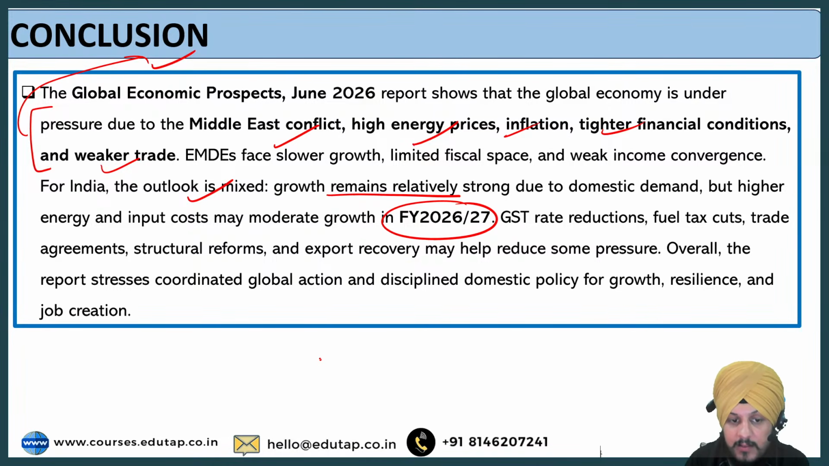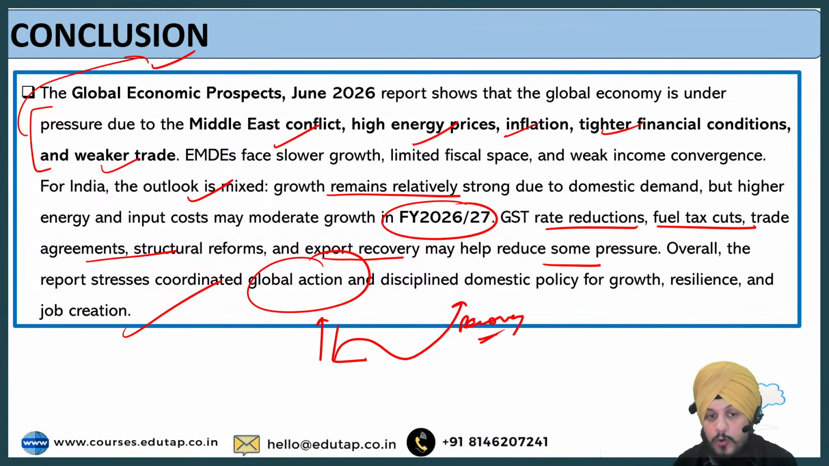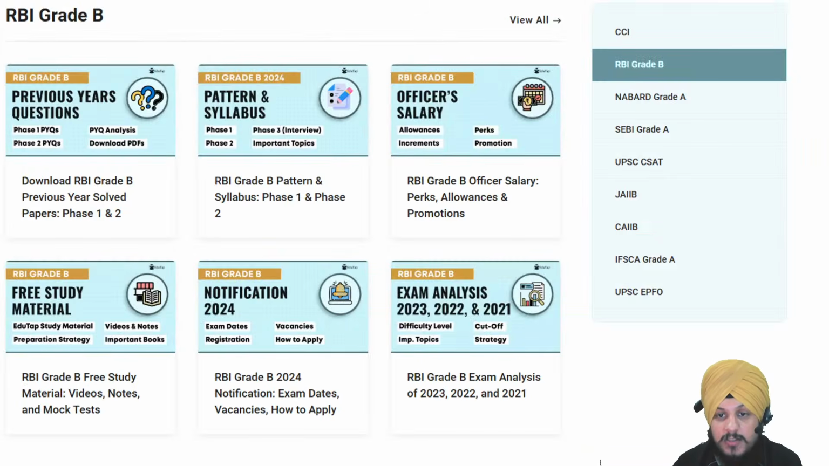We have already seen that right now the growth has been high, but the projection is that in 2026 to 27 it is expected to fall, and again we are going to see the recovery phase as highlighted in the report. And the GST rate reductions, fuel tax cuts, trade agreements, structural reforms, and export recovery may help reduce some pressure. Overall, the report stresses coordinated global action and disciplined domestic policy for growth, resilience, and job creation. So this can be some sort of way forward, and I hope it is clear to you.